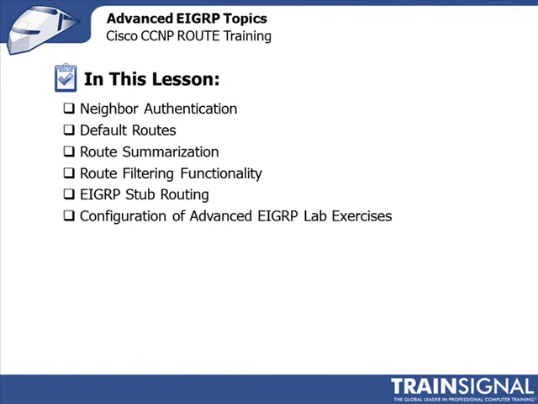So just as a summary for what we're going to be covering, we're going to look first at neighbor authentication and what that means, default routes, how to accomplish route summarization, the functionality required in route filtering. There are several methods we'll explore, EIGRP stub routing, which we'll actually implement on router 5 in our lab, and then finally we're going to step through the configuration of advanced EIGRP lab exercises in our topology.